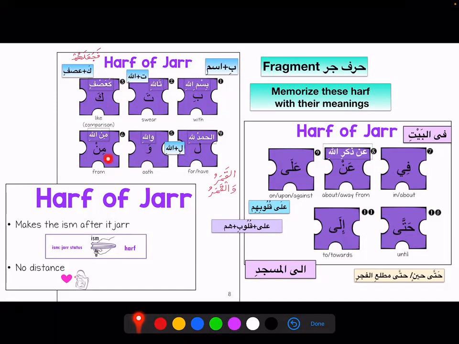And then we have min. Again, min means from. And we will see in Quran Pak, min Allahi, from Allah subhanahu wa ta'ala. Quran Pak has come from Allah subhanahu wa ta'ala. Rasul has come from Allah subhanahu wa ta'ala, right? So min, from. Then we have fi. Fi means in or about. Fil baiti, in the house, right? So we see fi harfu jar, baiti is a majroor. Then we have an, which means about or away from. And the example in Quran Pak, we will say an zikrillahi.